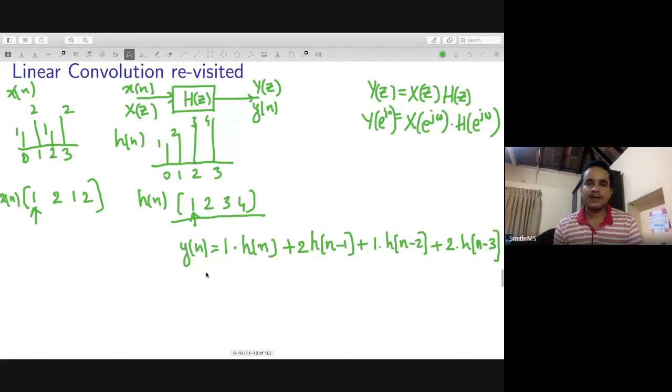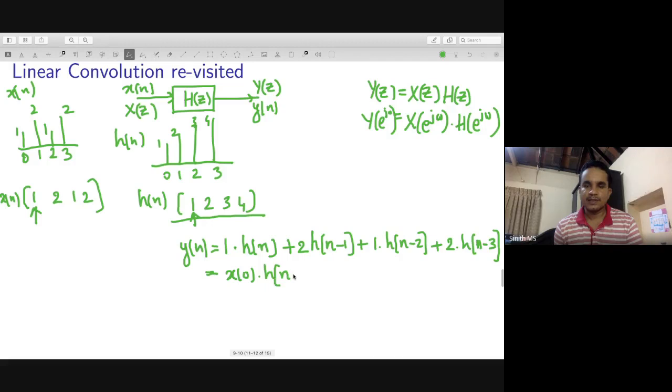So this is the output that you're going to get if you give an input like this. Because for an impulse, you get an h[n]. For a shifted impulse, you get a shifted h[n]. So like that, when your magnitude changes to 1, 2 like this, that also changes here. These values 1, 2, 1, 2 are the values of x[n]. So you can write this as x[0] into h[n].